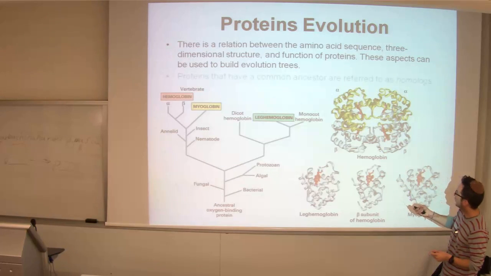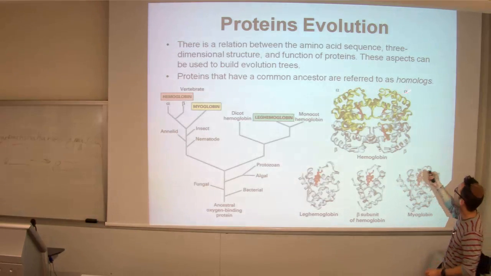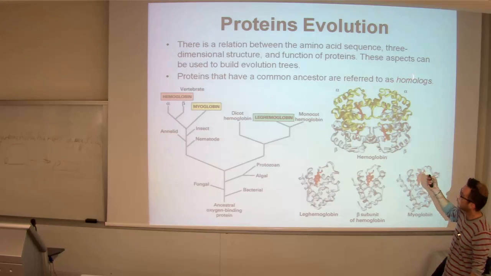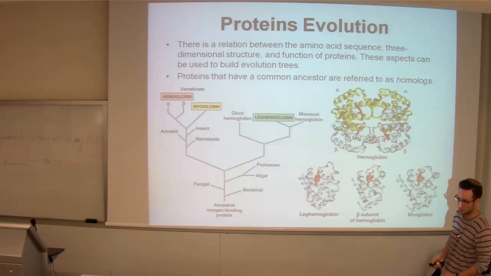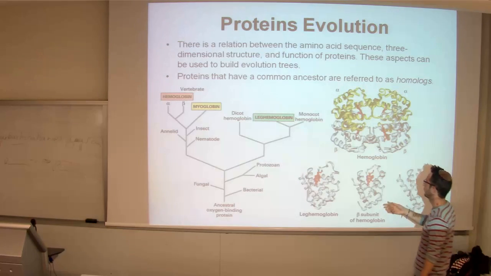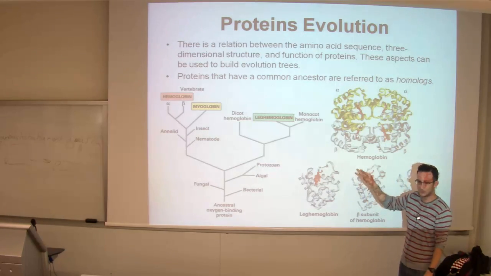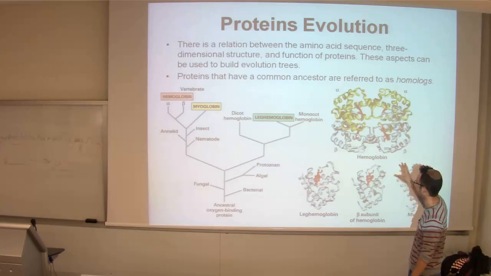And let's just introduce the term homologs in proteins. These are proteins that have a common ancestor during evolution. Now we don't talk about different species, but different molecules, in our case, a protein.